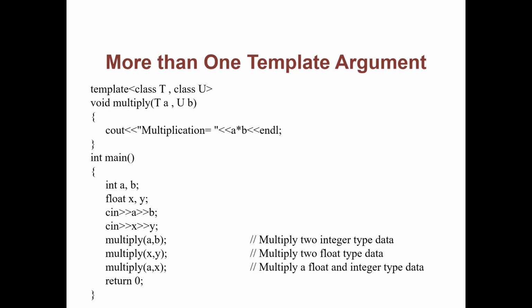Similar to this is another example. Here we have the function named multiply with two parameters, and int main has two variables with integer data type, also with the float data type, and we are going to do multiplication. So multiplication with integer values and float values, and combinations of integer and float, and when you execute it we'll get the answer for this one.